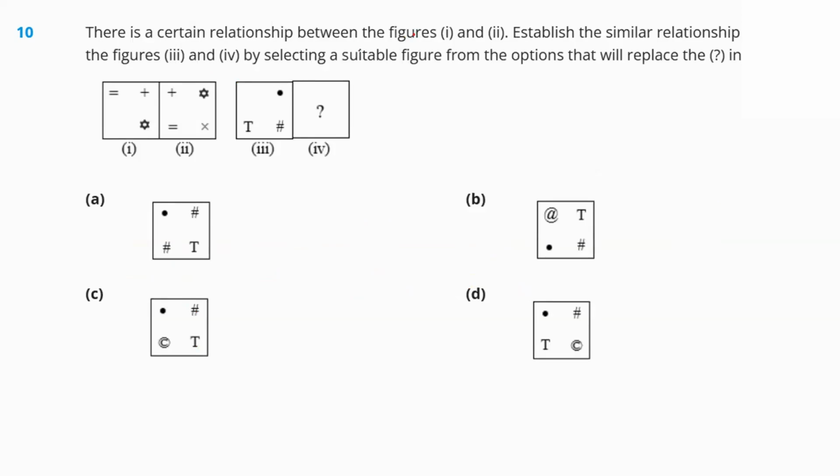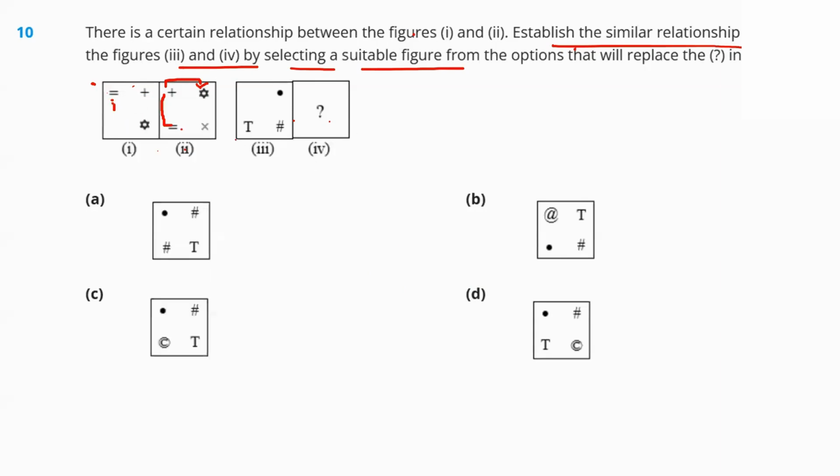Next, question number 10. 3 figures are given. You have to find the 4th one. And how to find the 4th one? The first and the second figure are interconnected. Similarly, we have to establish the relationship and find the 4th one that would fill up. So if we just try to see, the equals to sign has shifted up. The plus has shifted this side. It's like one position over here.